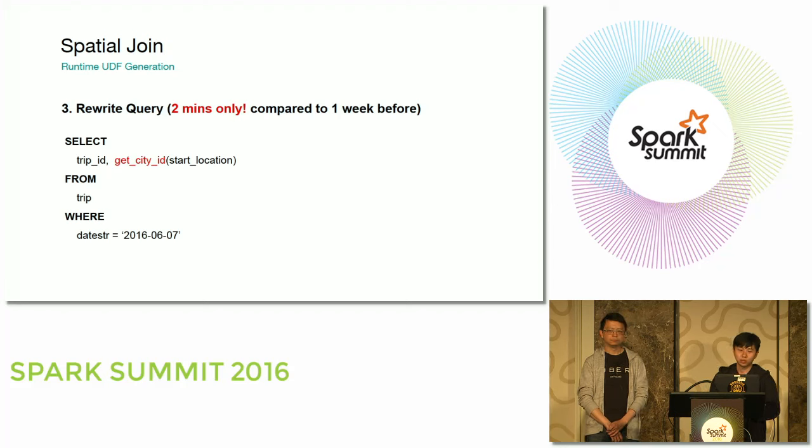And the last step is to use the UDF and avoid spatial join. So the final result is 2 minutes. It's quite fast. So many use cases use spatial join at Uber. So Spark UDK helps a lot for their performance.